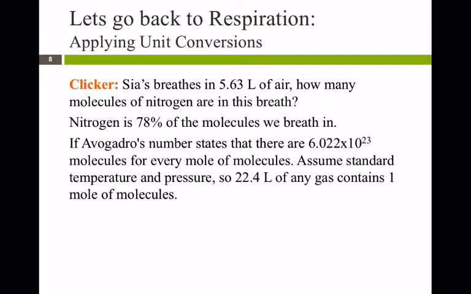Now, hopefully you've worked through the problem, and the first step, as we did before, was to identify the starting quantity and unit, and then what we're trying to get to. So I see the starting quantity. We know how much she breathes in. Sia breathes in this amount, and so it's 5.63 liters of air. So this is our starting quantity. We're trying to figure out, well, what is that in another unit? We're not saying it's a different amount, but we're saying how many molecules of nitrogen. So this is our unit that we're trying to get to.